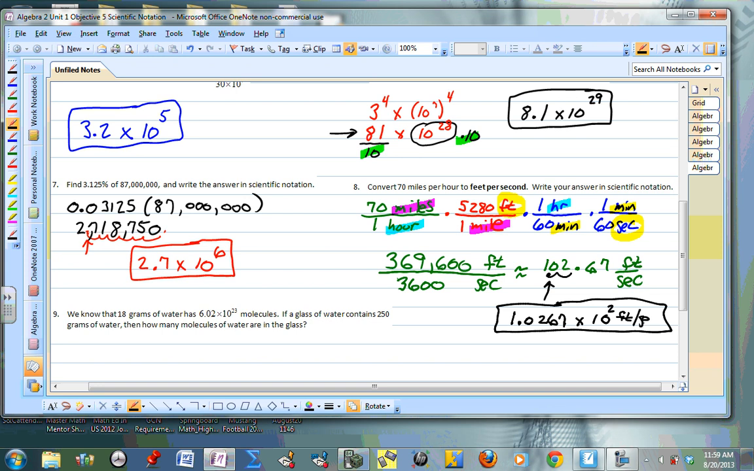Feet per second. So this problem took quite a few steps, but if you break it down, each step of the process wasn't very difficult. You just have to be careful and think about what we're doing and how we're setting things up.